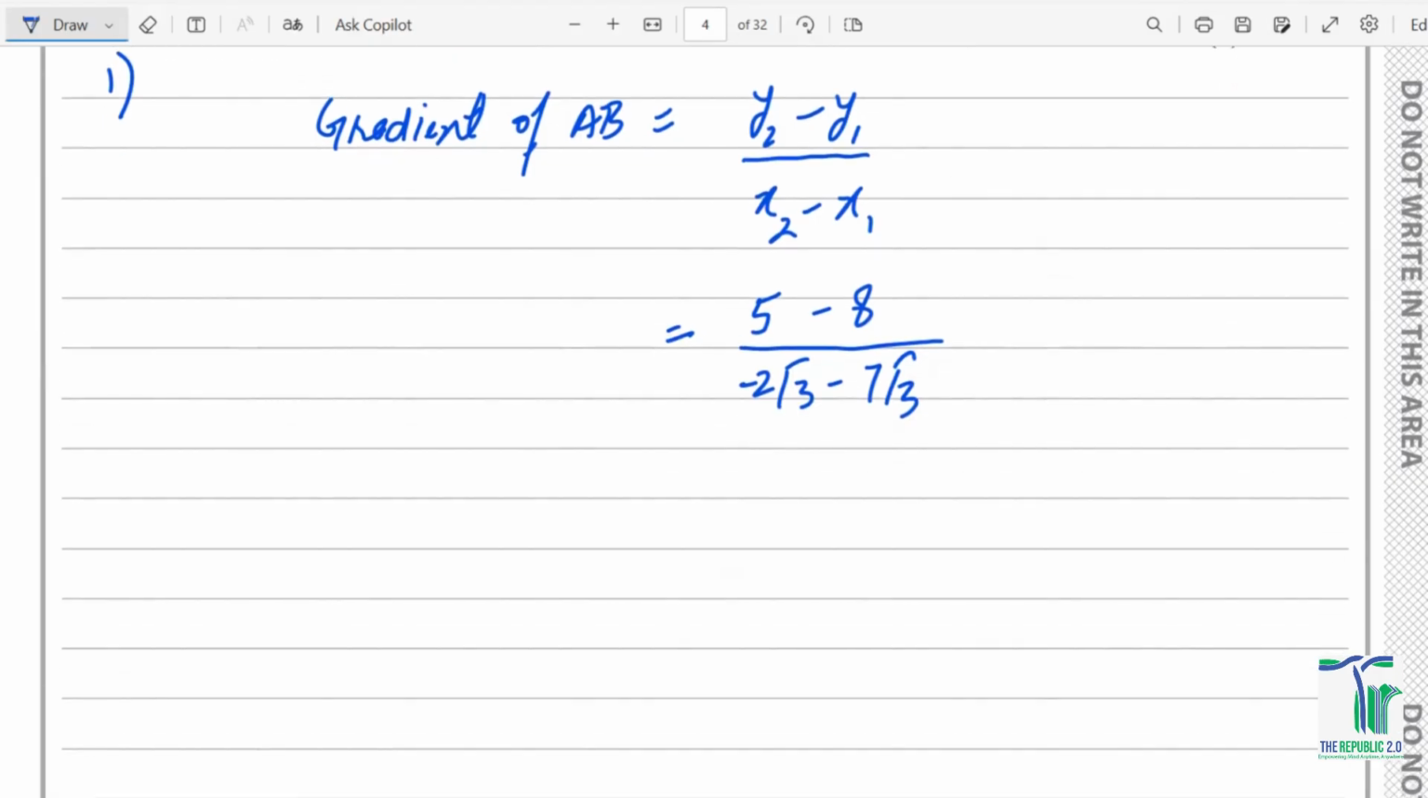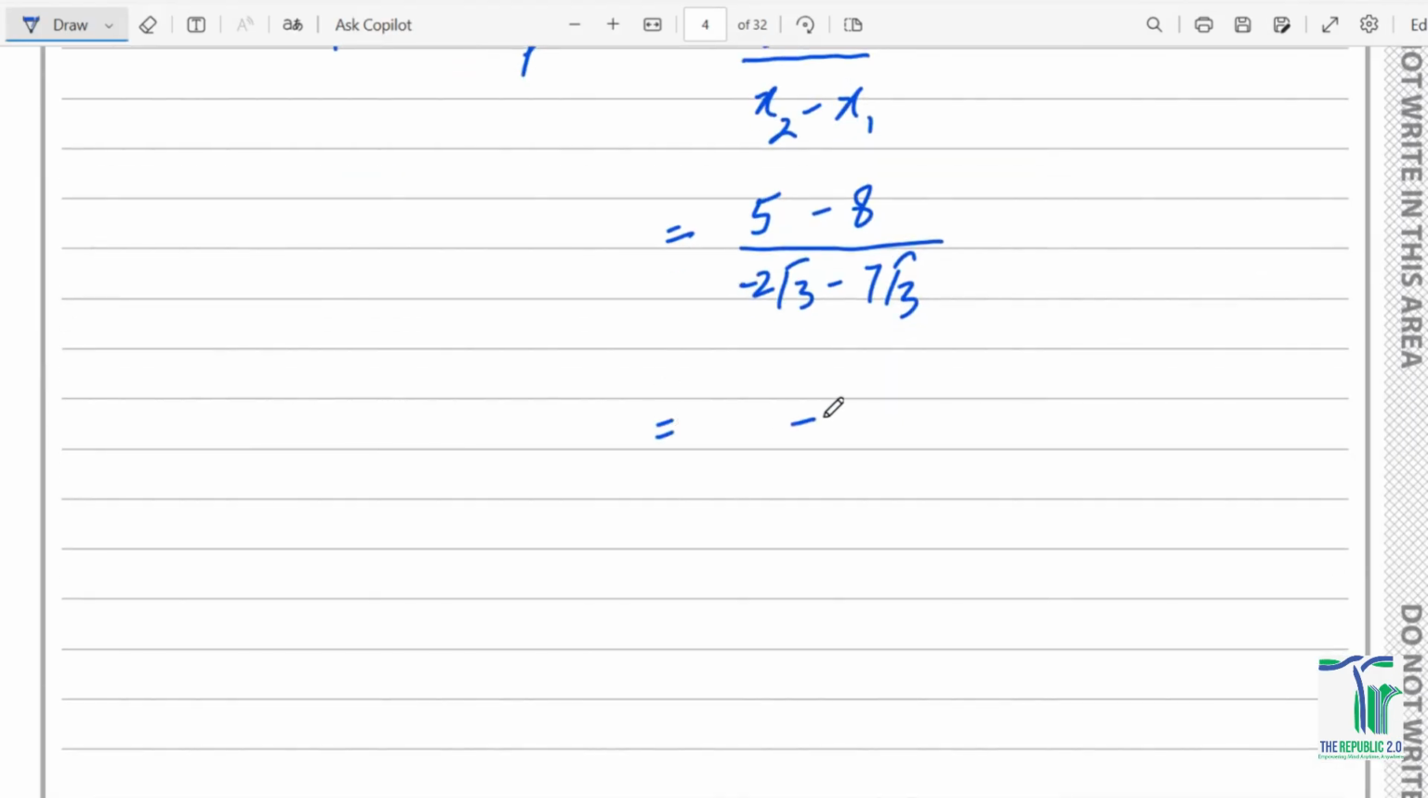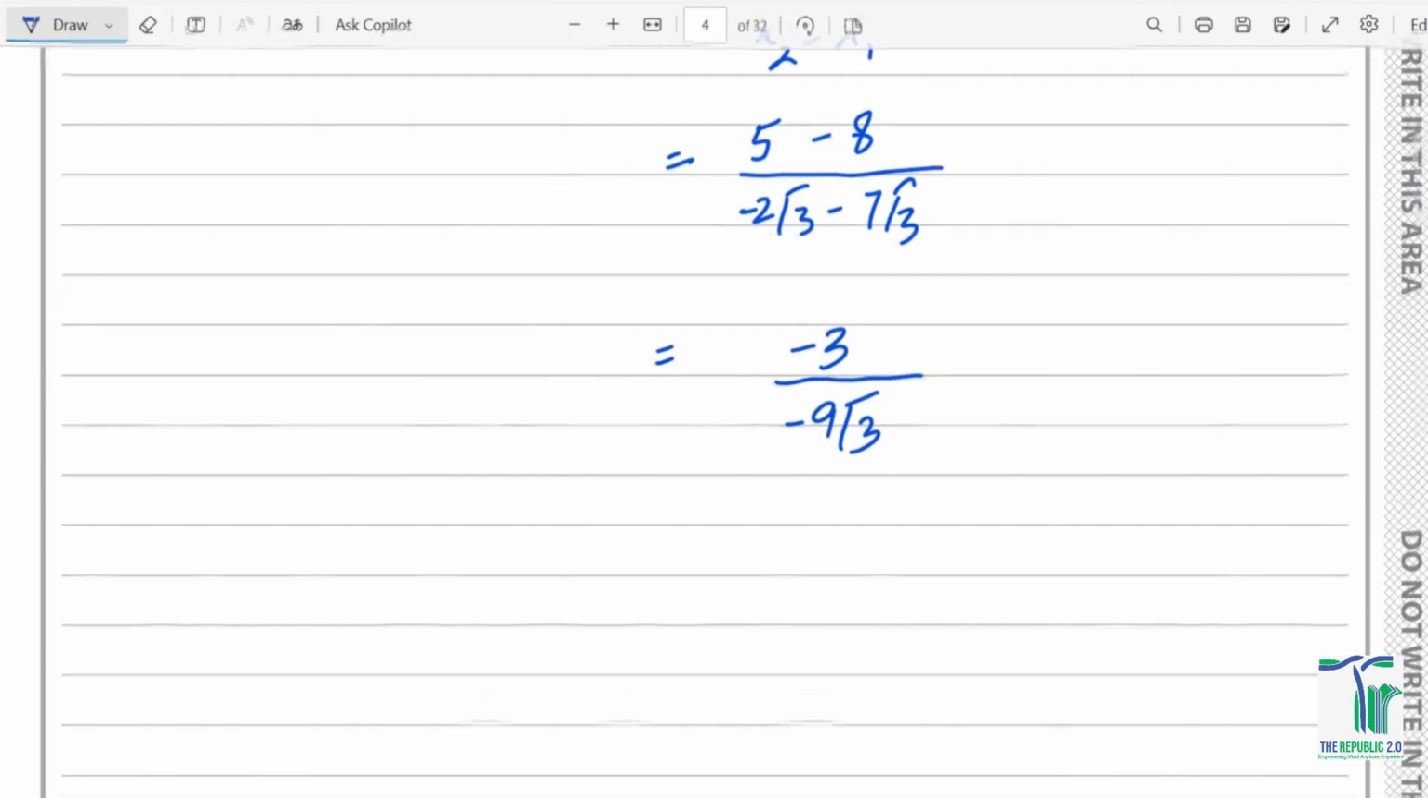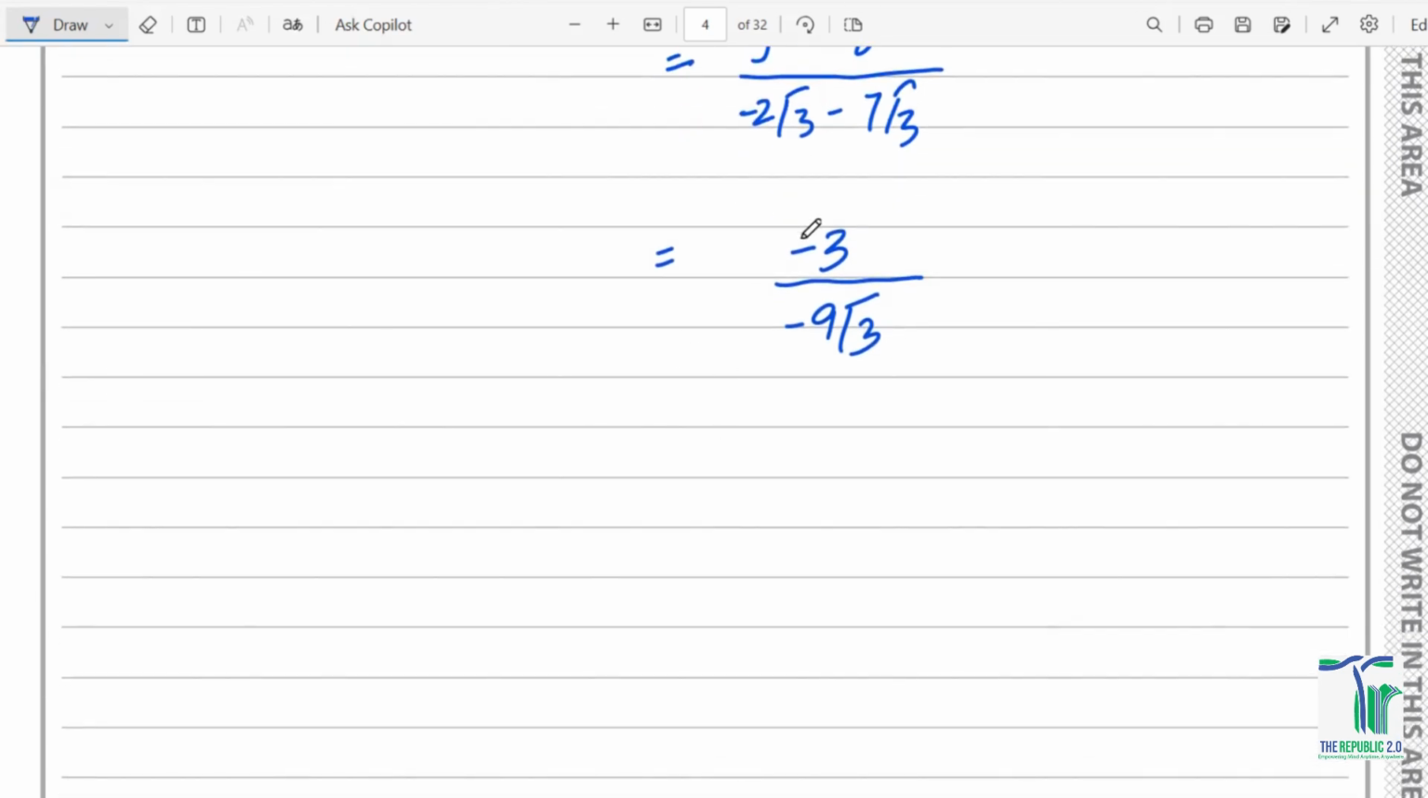Now I'm going to solve it down, and I would have negative 3 divided by negative 9 root of 3. The thing over here is that we have a square root in the denominator. There are two ways to do this: either we can simplify these bases of 3, or we can simply rationalize it. What I'm going to do is cancel this negative and this negative, and write it like 3 to the power of 1 divided by 9 times 3 to the power of 1 by 2.